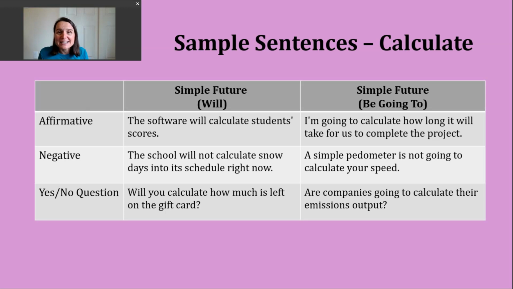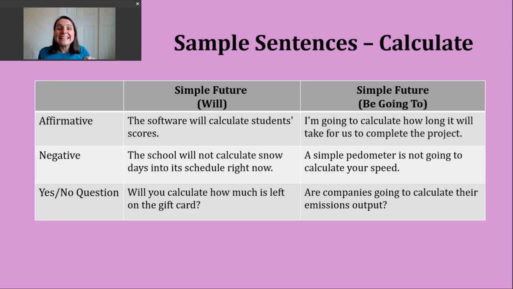So an example sentence could be, I'm going to calculate how long it will take for us to complete the project. Okay, so again, this is maybe something I've made a decision about. I've already started thinking about how to do the math to determine how long this particular project is going to take, and I'm now sharing that plan with a teammate or a team member.